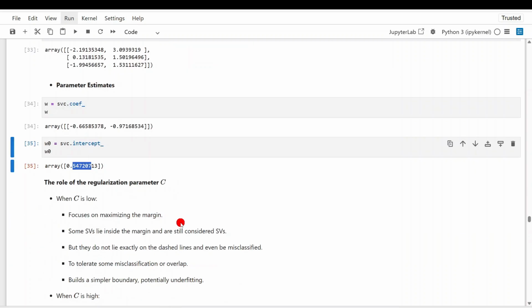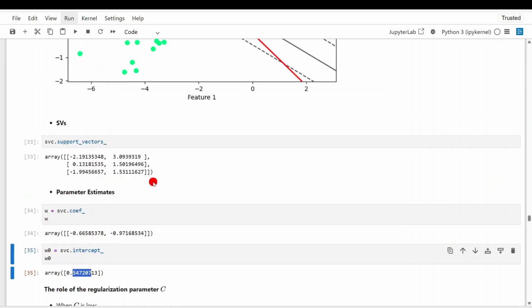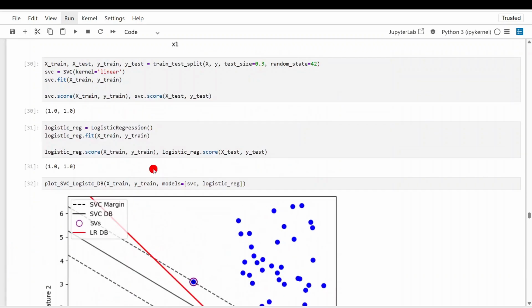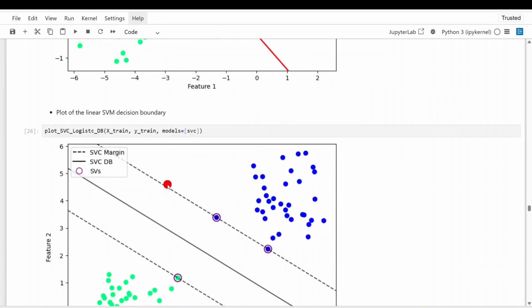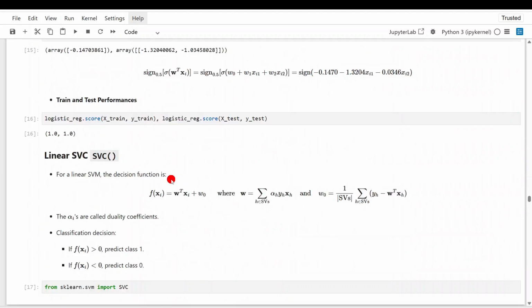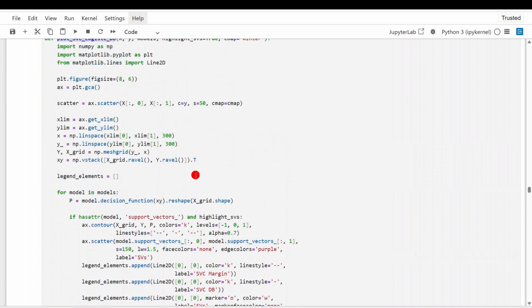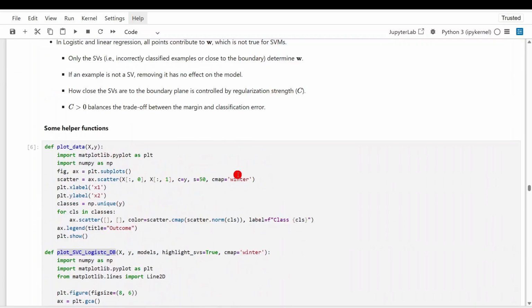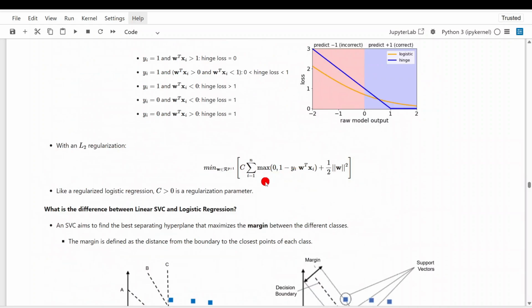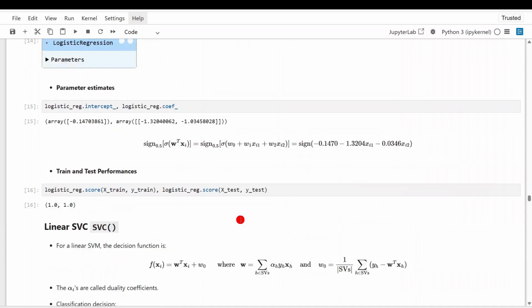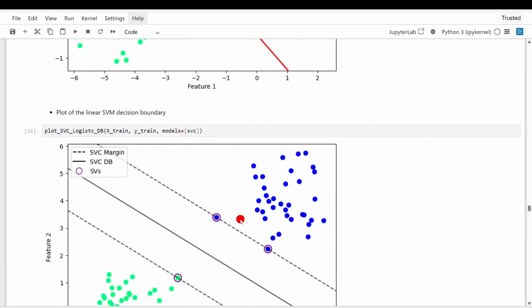Now let's see the role of the regularization parameter C, which makes a balance between maximizing the margin and minimizing classification error. Here we have C, which plays the role of just balancing maximizing the margin between the different classes and minimizing the classification error, or minimizing misclassification.